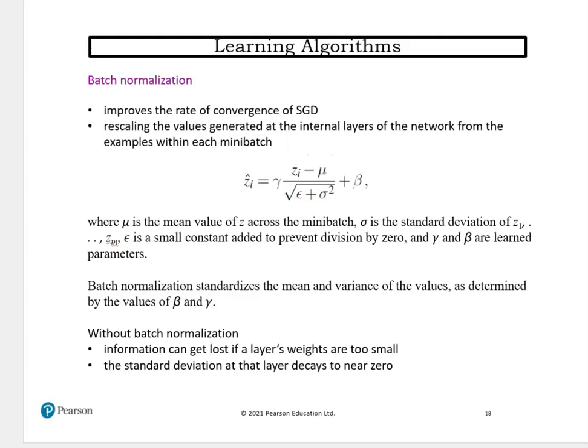backpropagation algorithm. Okay, next we will talk about batch normalization, and this is important to improve convergence characteristics of the network.